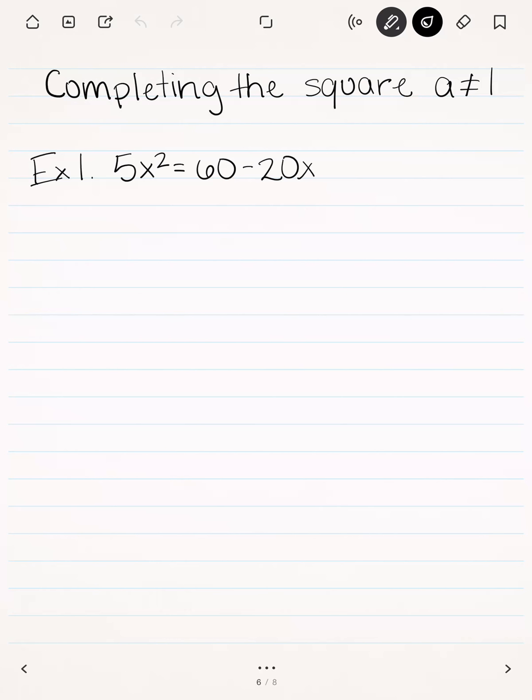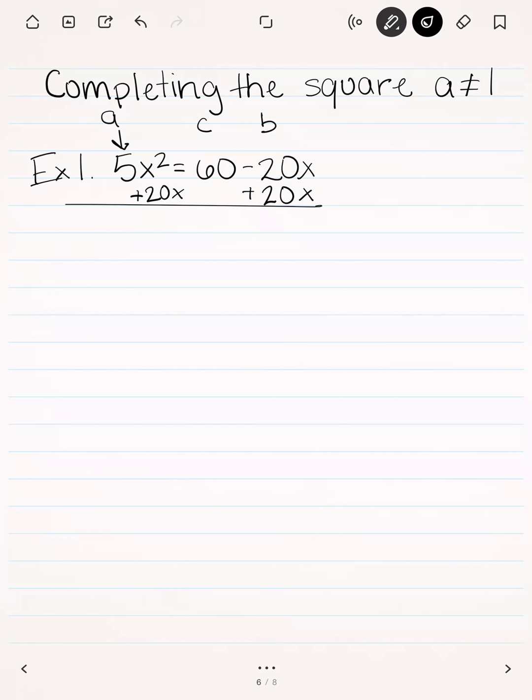This video is on completing the square when a is not equal to 1, meaning I have a number in front of my x squared that is no longer 1. So what I need to make sure I do first is that my a and my b term are on one side and my c term is on the other. So this is my a term, this is my c term because it doesn't have an x, and this is my b term. So I want to get this negative 20x to the other side. In order to do that, I have to add 20x to both sides.